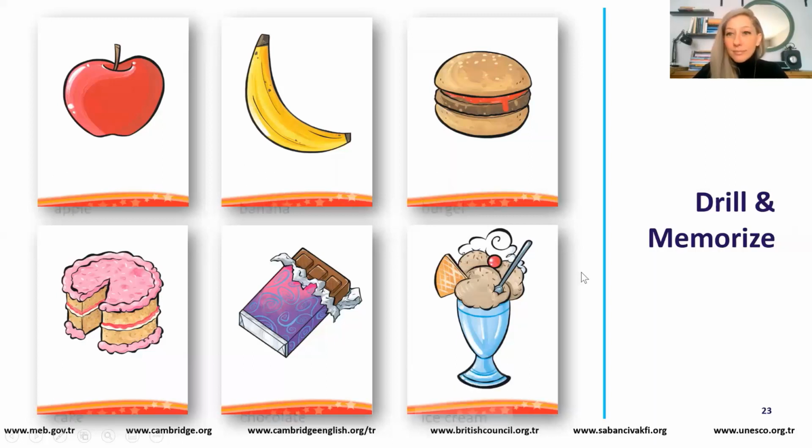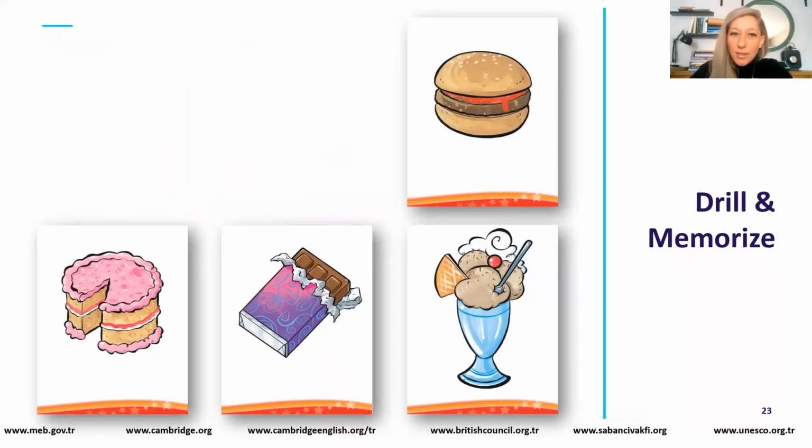Second step. Get the vocabulary, the words, to disappear, and then start again. Apple, banana, burger, cake, chocolate, ice cream. Now, this is the tricky part. Do it a couple more times, and then the trick comes.